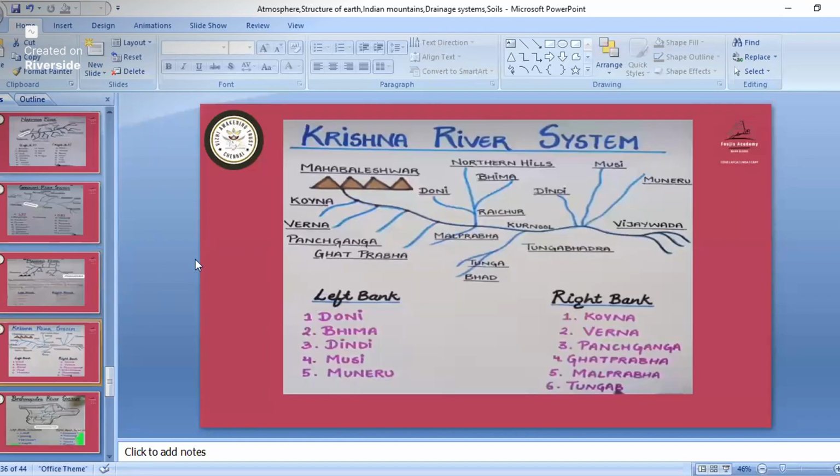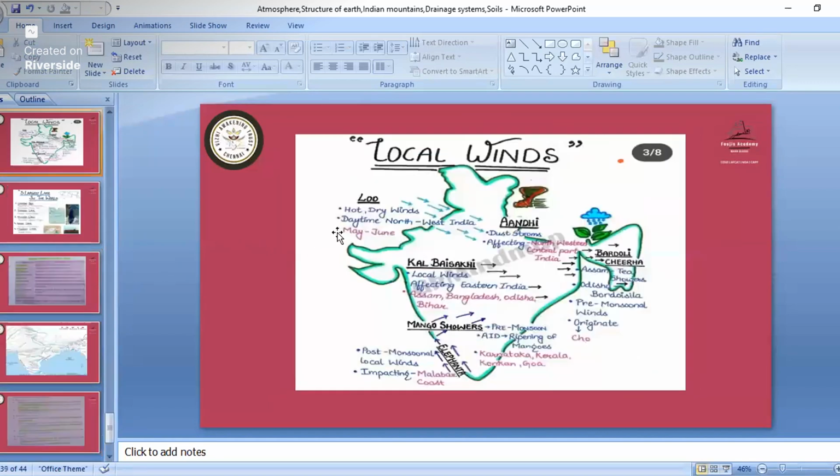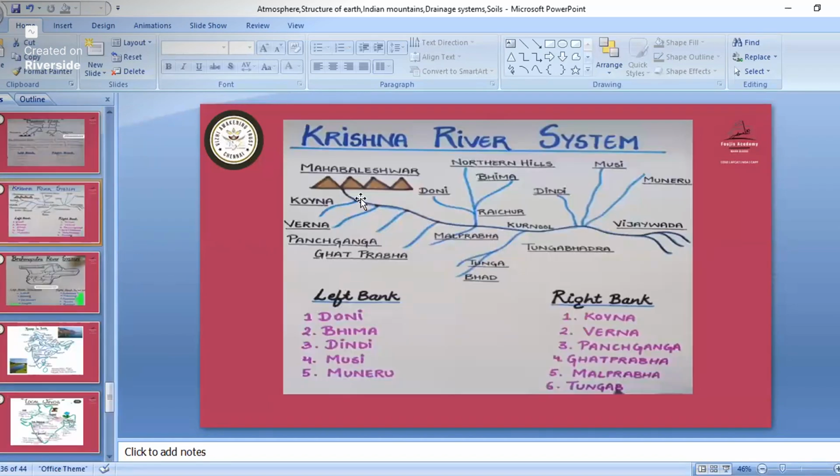Okay, we'll study the Krishna river system. Krishna river system questions have come one time. So you must know about the tributaries of the Krishna river system. The right bank tributary is Koyna.